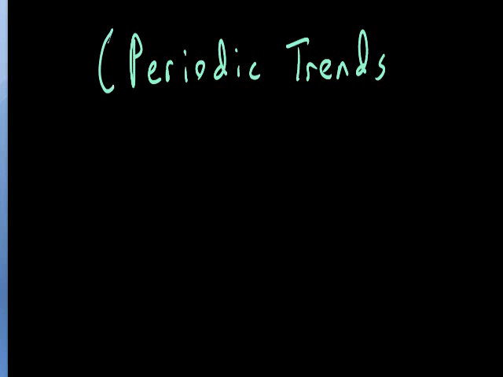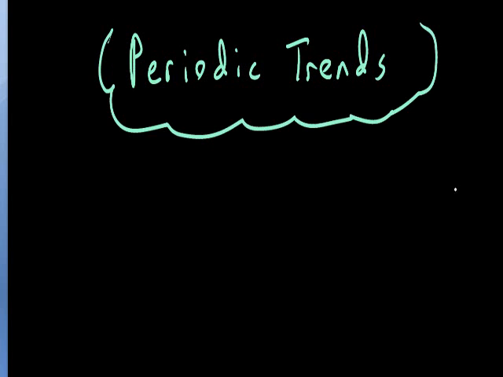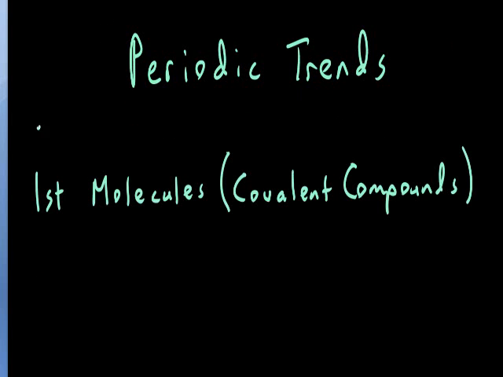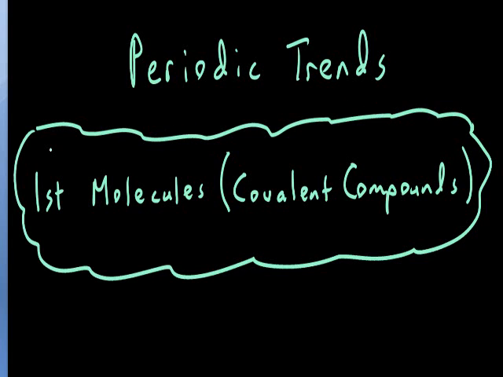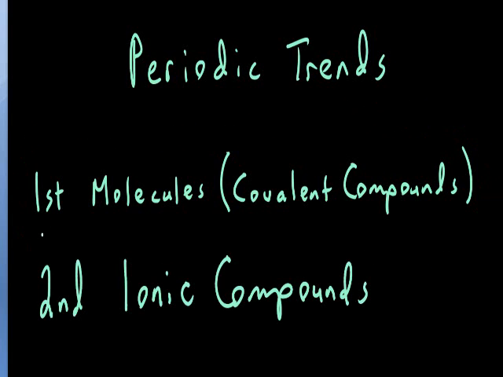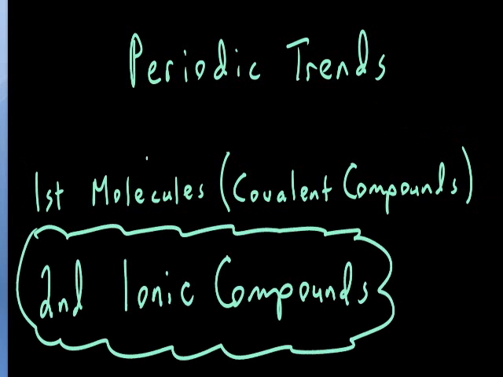We're going to examine periodic trends that we can see on the periodic table with atoms, molecules, and compounds and how they relate to some of the intermolecular attractive forces. First, we're going to take a look at trends that we can see in molecules, also known as covalent compounds. And then second, we'll take a look at periodic trends that we can see in ionic compounds related to their melting points.